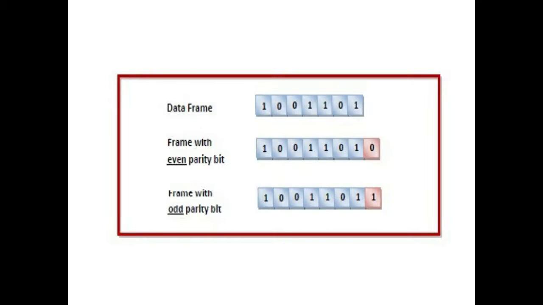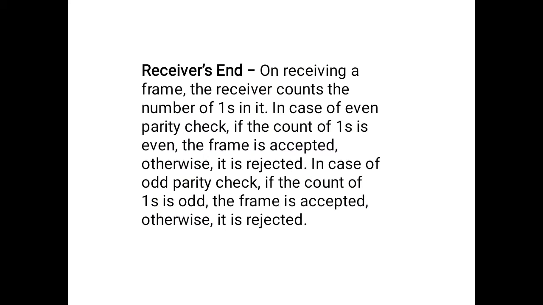Now, in the previous slide, we have seen the sender's end, that is the transmitter's end. Now the receiver's end, what will happen? After receiving a data frame, the receiver also performs the same process. He will count the number of ones in it. In case of even parity check, if the count of ones is even, the frame is accepted. Otherwise, it is rejected.